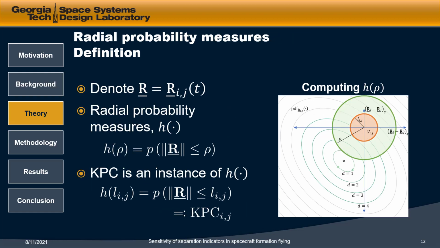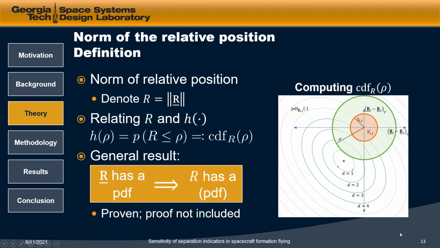More generally, we also define the radial probability measure, denoted by h, as the probability mass that's contained in the set of points at a distance from the origin less than or equal to a fixed constant. Clearly, the radial probability measure evaluated at the joint hard-body radius is equal to the KPC. Therefore, h generalizes the KPC notion by allowing for variable joint hard-body radii. We define R as the norm of the relative position. Clearly, the radial probability measure coincides with the CDF of R.